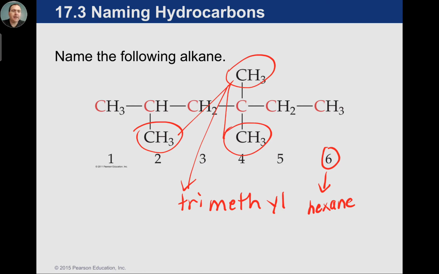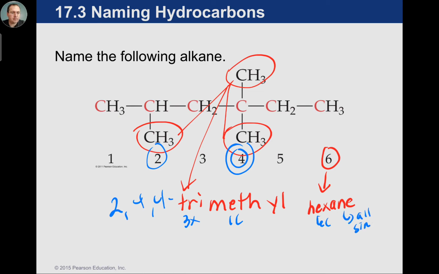But notice we have 3 identical groups, so we need 3 location numbers. This one's located at carbon 2, this one's located at carbon 4, and the other one also located at carbon 4. So notice numbers are for locations. Everything else is length. This just means 3 times. Here meth is 1 carbon, and then here hex is 6 carbons. Again, ane meaning all single bonds.